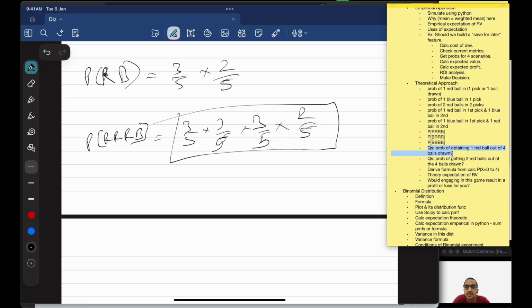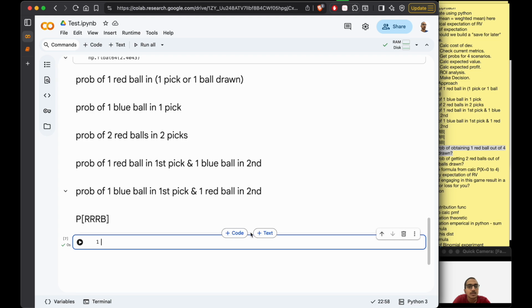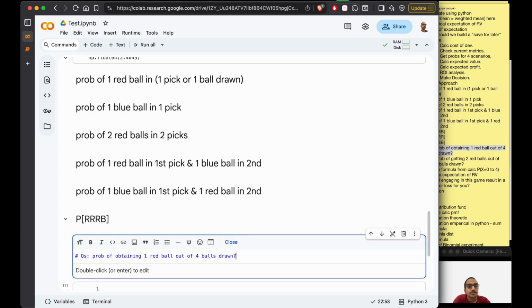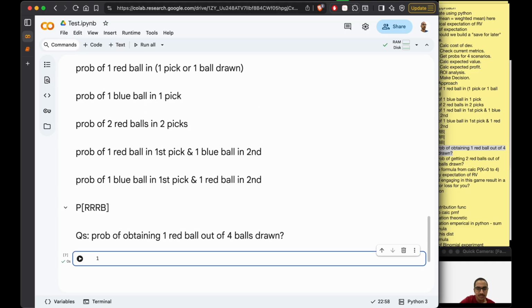Now let's come to the main question, which is: what is the probability of obtaining one red ball out of 4 balls drawn? So this is the scenario.